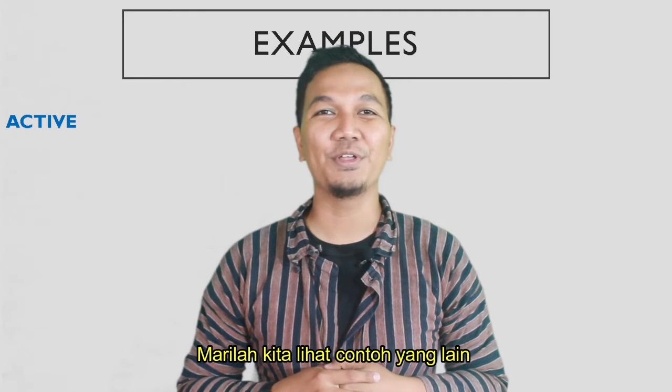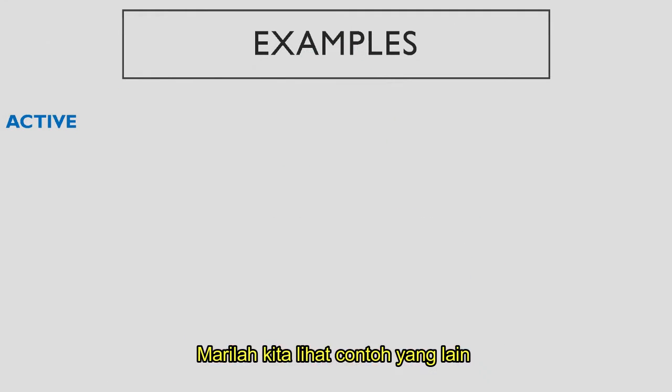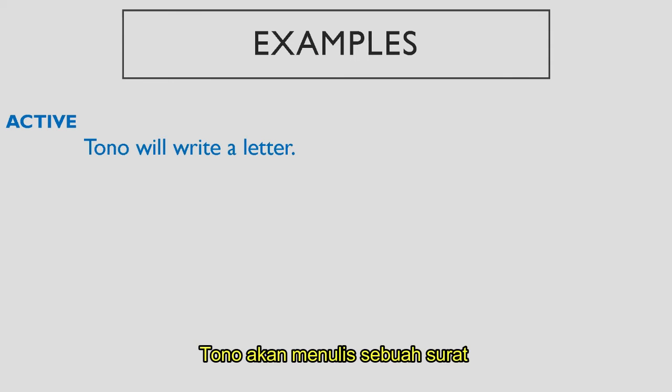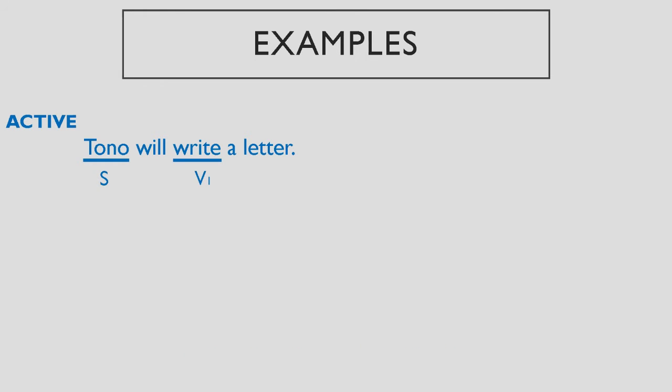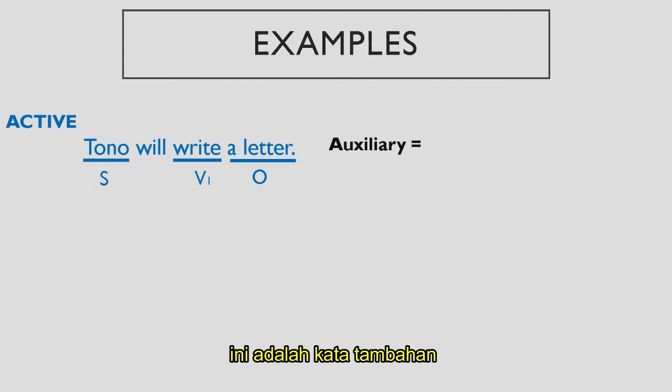Now let's take a look at the other examples. We have the active form: Tono will write a letter. Let's mark it. Tono is a subject, will and write is verb 1, followed by a letter. A letter is an object as usual. Will here is an auxiliary.